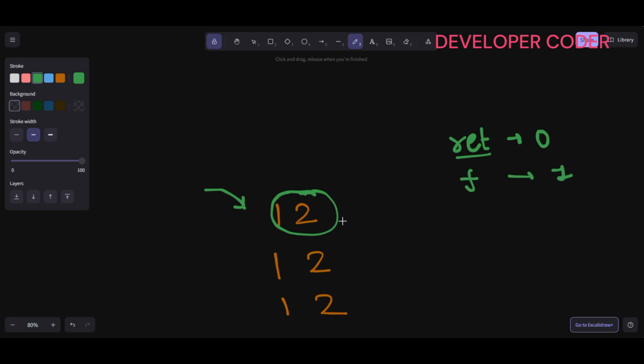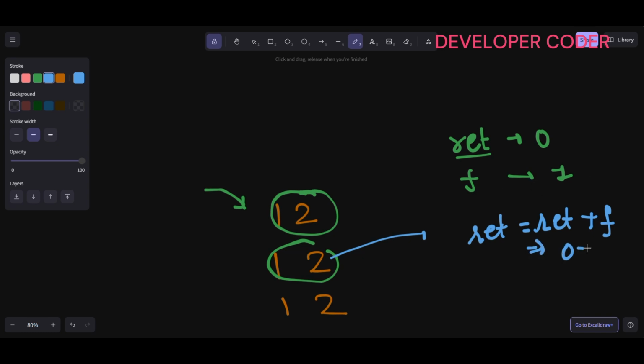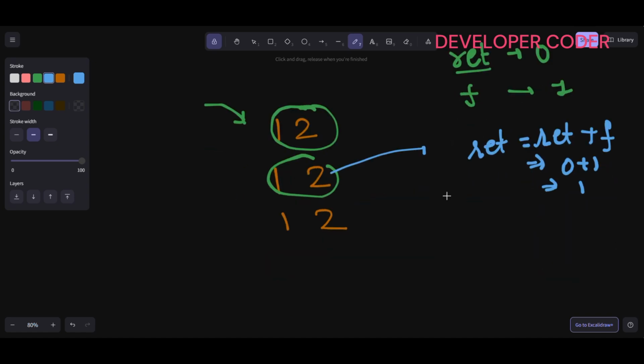Now the next time when I see it again, what I'm going to do is, the previous value of the return was 0, right? To this I'm going to add the previous frequency, which is 1. So return 0 plus 1, I'm going to get 1 only, right? Done. After that I'm going to increment the frequency. Since I'm seeing 12 for the second time, I'm going to increment the frequency to 2.